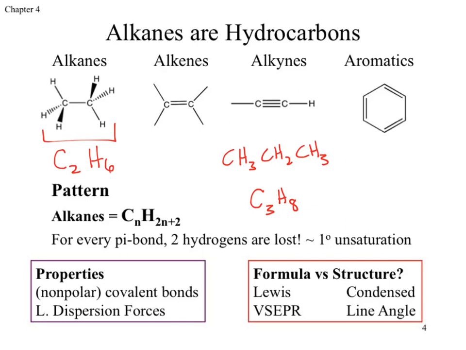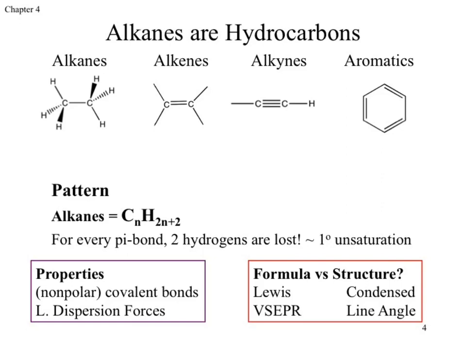We assume that that alkene had hydrogens around it. We'd have C2H4. That doesn't match our alkane pattern. Go figure, it's not an alkane. Okay. How many hydrogens did it lose? 2. Okay. Where did those 2 hydrogens go? They went to making the pi bond. So every pi bond results in the loss of 2 hydrogens.